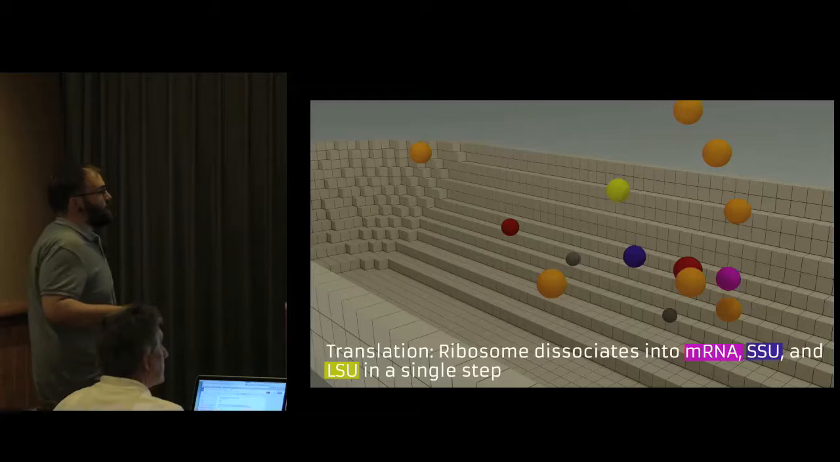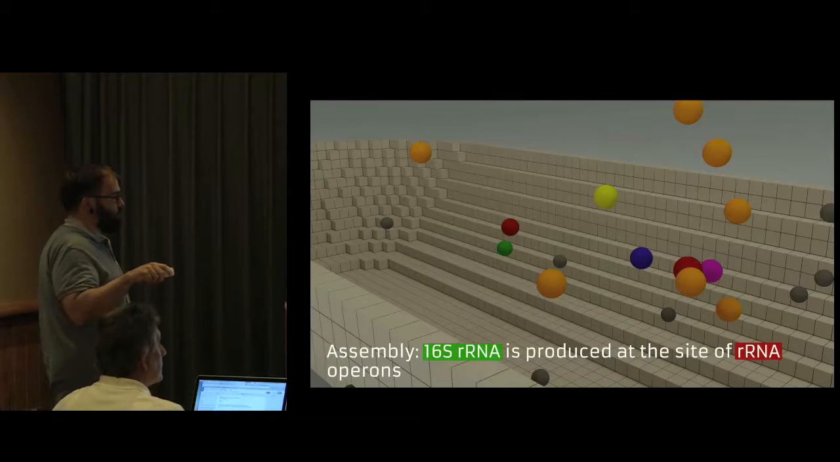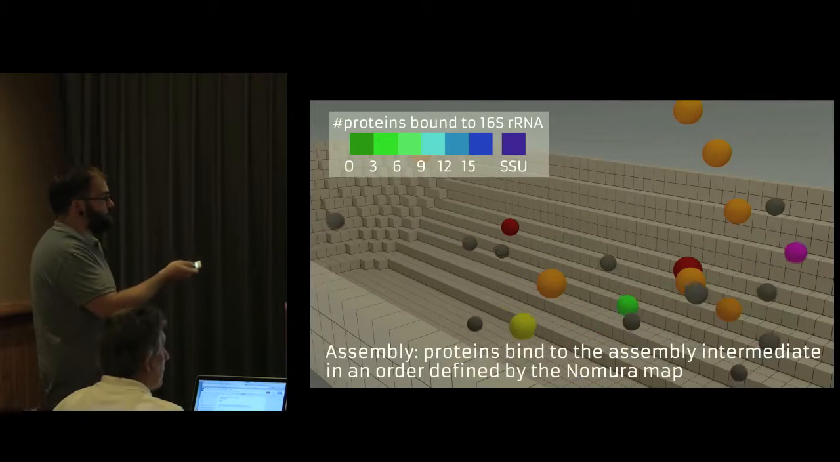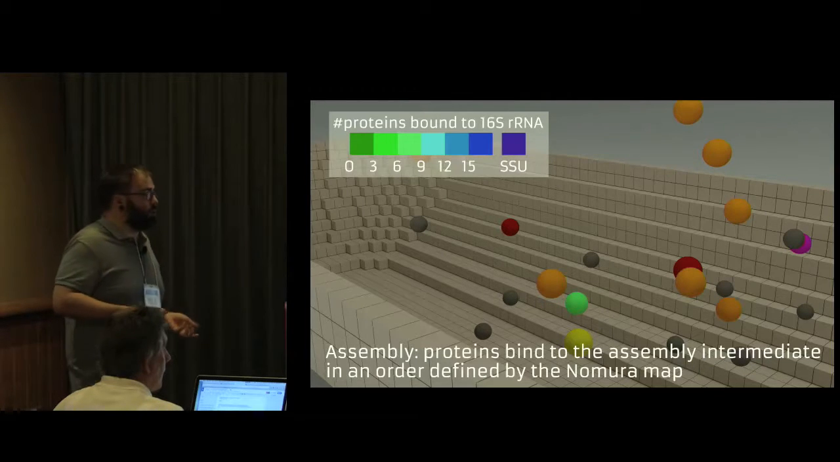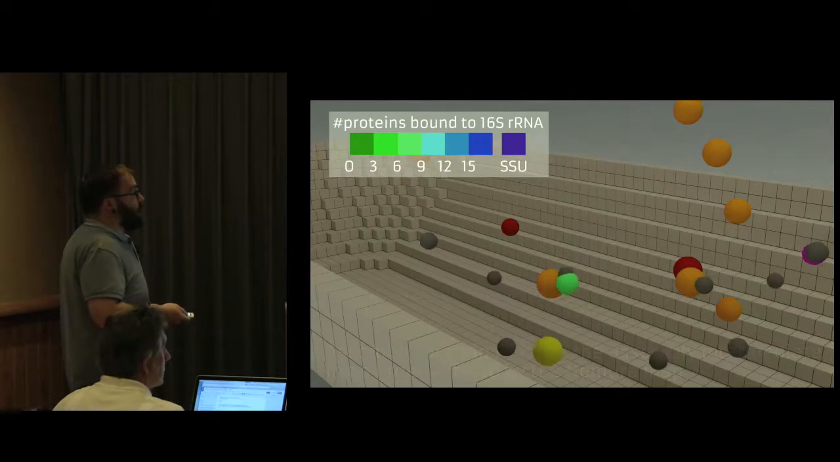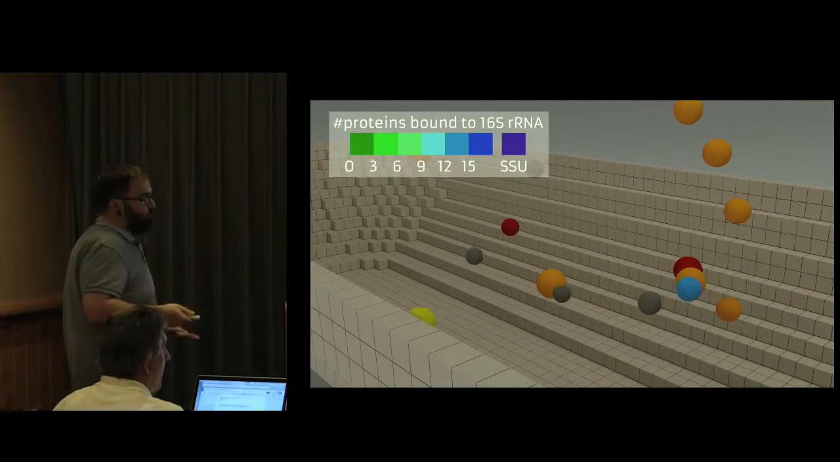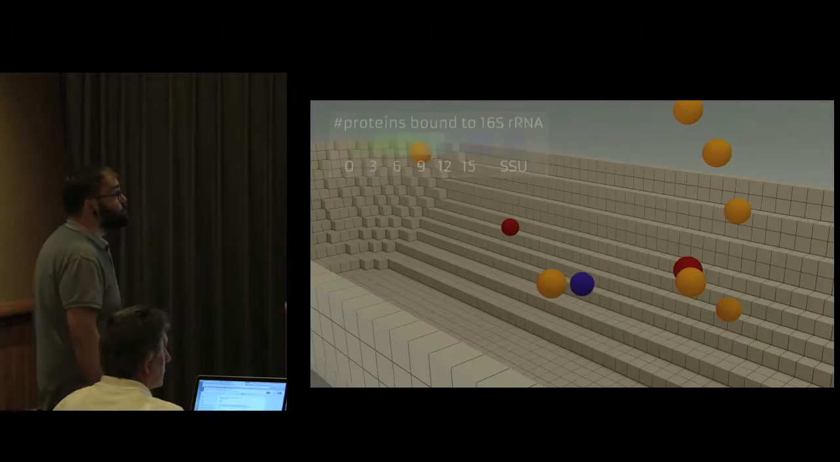So assembly begins by the production of ribosomal RNA from one of these operons, and then this ribosomal RNA can now diffuse around the system, picking up proteins in vaguely the order of the Nomura map. And once it has assembled completely, it forms a 30S small subunit, which can then participate in translation like everything else.